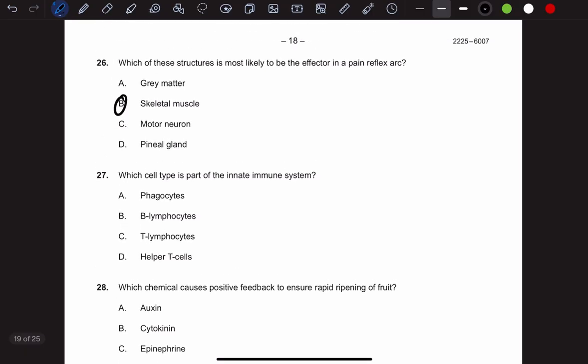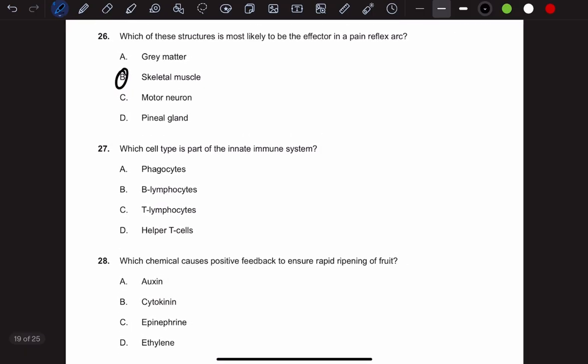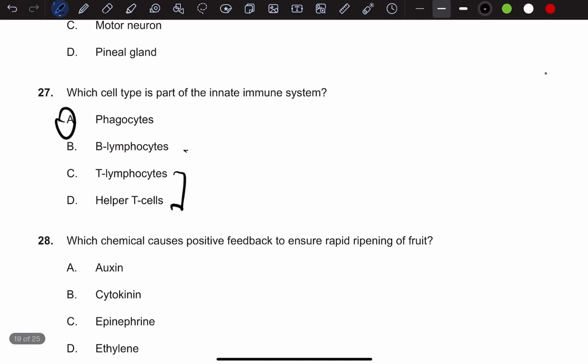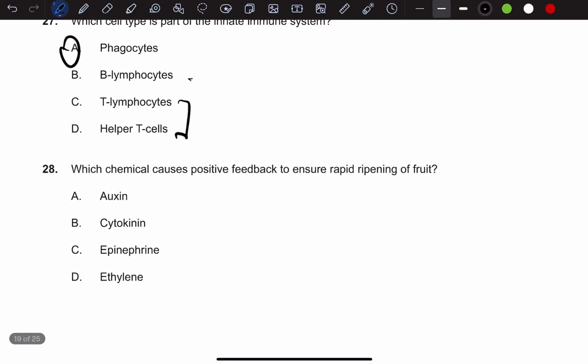Okay, it's definitely that. 27. Which cell type is part of the innate immune system? You have two types of immunity. The answer is going to be phagocytes. T lymphocytes and helper T cells fall into the same branch, and they work in the same role as the B lymphocytes with your acquired immunity. Yeah, phagocytes for your innate, quite simple.